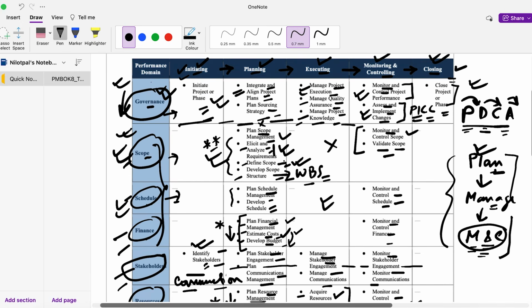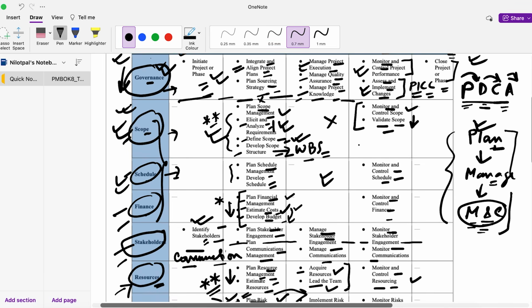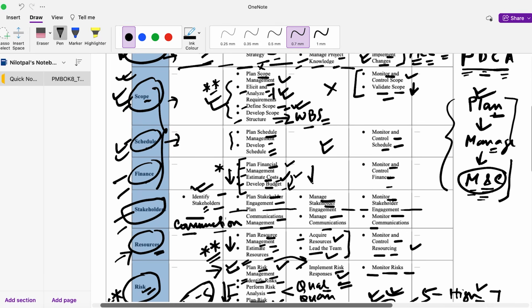Scope, yes, they will test you on the finish to start relationship of the elements of scope. So for example, here also you have to first monitor and control, and then you validate. That follows a finish to start relationship as well. Okay. They will test you on finance. So plan financial management, then you estimate cost and develop budget.